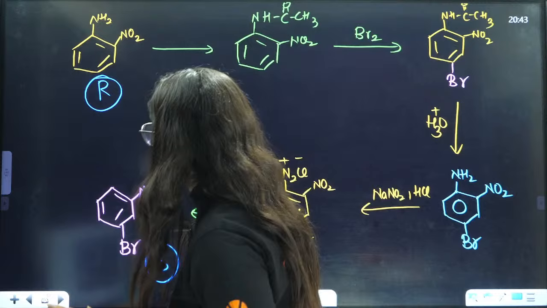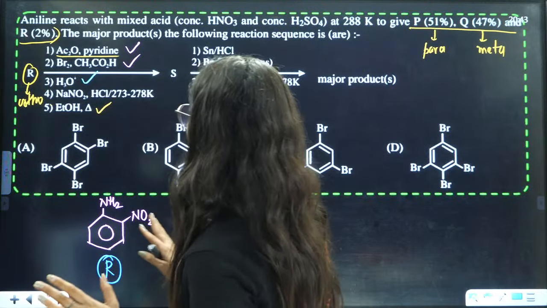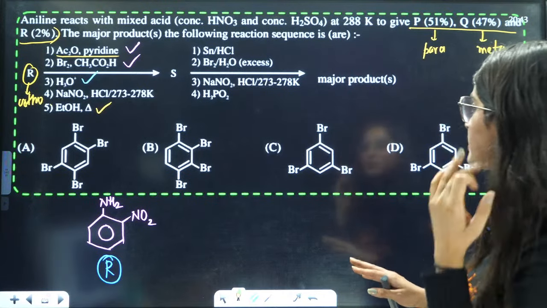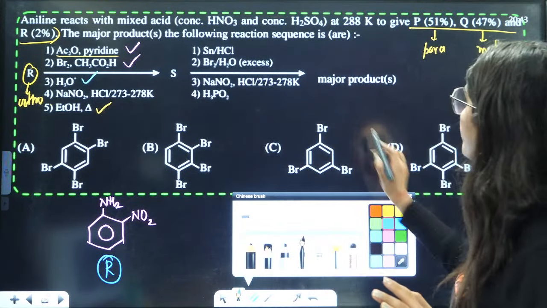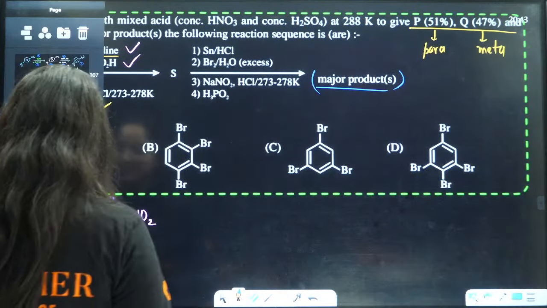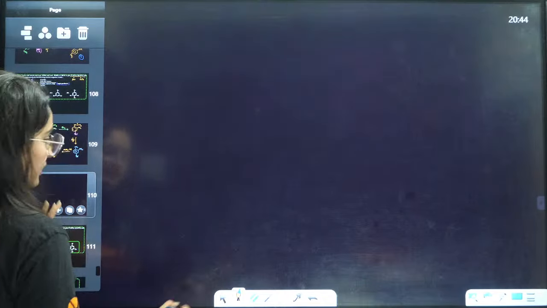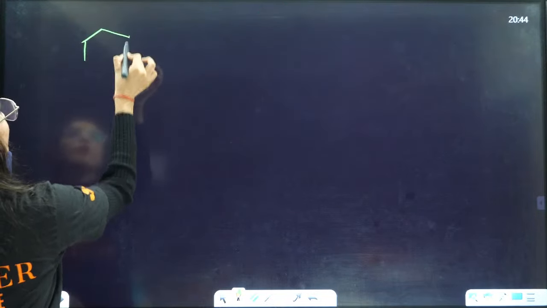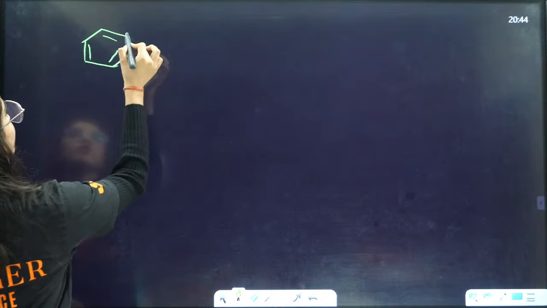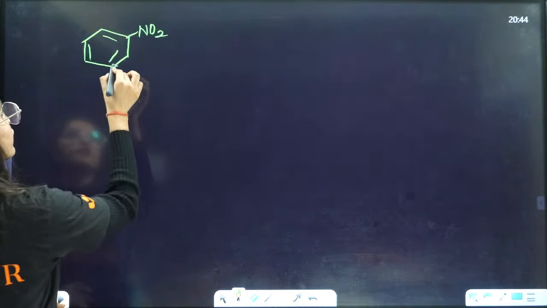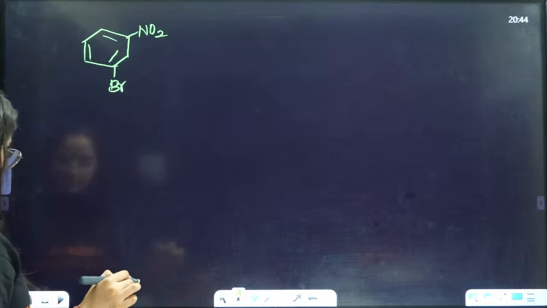Now we know the answer for S. But they are not asking you S. They are asking for the major products of the following sequence. They are asking the value of this major product. Again, we have to do the reaction. So, yeah, advanced questions are lengthy. So, this is benzene. Ma'am, is there any trick for this? No, there is no trick. If you know the reactions, you can answer. If you don't know the reactions, you cannot.